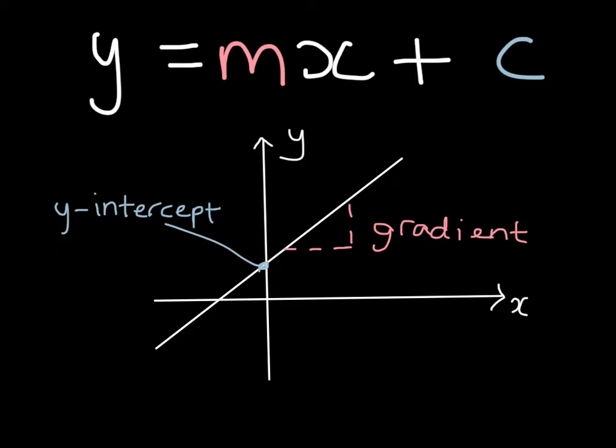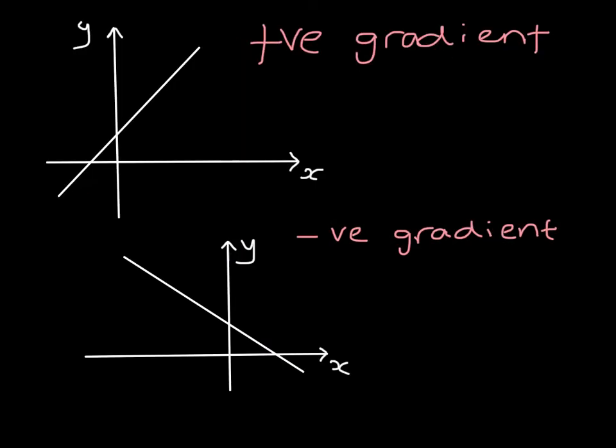The y-intercept is where the line crosses the y-axis, and at that point, the value of x equals 0. The gradient of a line can be positive or negative. If positive, the line will slope upwards, and as x increases, y also increases. If the gradient of the line is negative, the line will slope downwards, and in this case, as x increases, y will decrease.